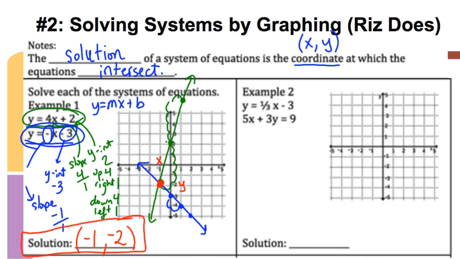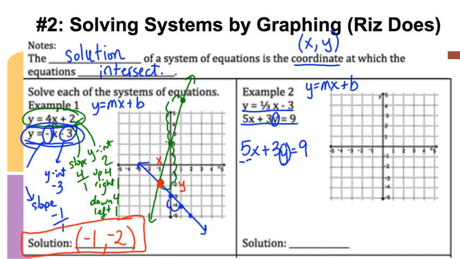Let's go ahead and do example 2. Again, the first thing that I think about is, are both of these lines in slope-intercept form? I look at the first one, it says y equals 1/3 x minus 3. It is in slope-intercept form. Then I look at the second line, it says 5x plus 3y equals 9. That doesn't work out because I actually need the y to be alone. So I'm going to use the skill that I learned last week and solve for y. I'm going to try and get y alone.